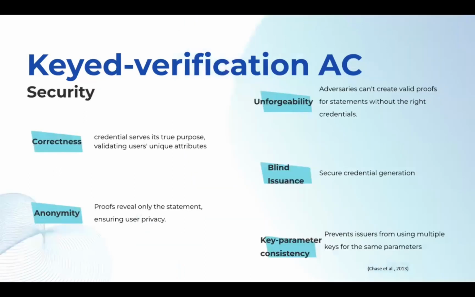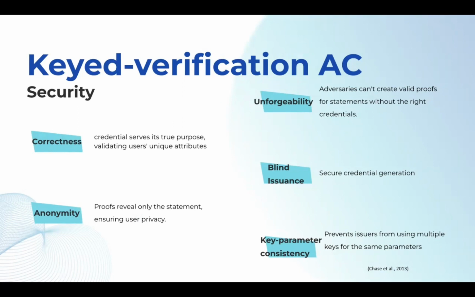For security discussion, correctness ensures each credential serves its true purpose, validating users' unique attributes. Unforgeability ensures an adversary can only provide a valid proof for a statement with the right credentials. Anonymity ensures the user's privacy because it requires that the proof reveal only the statement. Additionally, blind issuance ensures a secure two-party protocol for creating credentials based on users' attributes. The last one, k-parameter consistency, prevents issuers from using multiple keys for the same parameters.